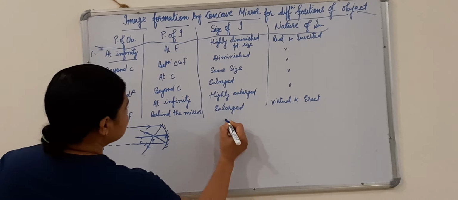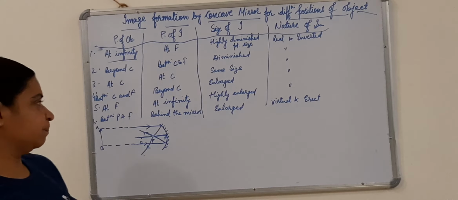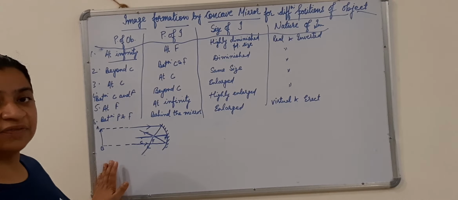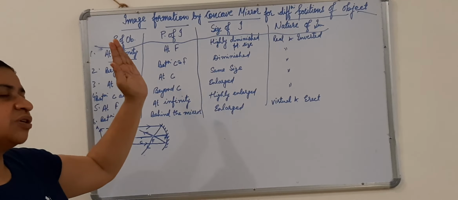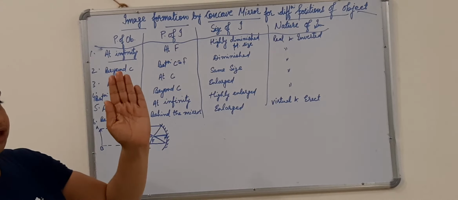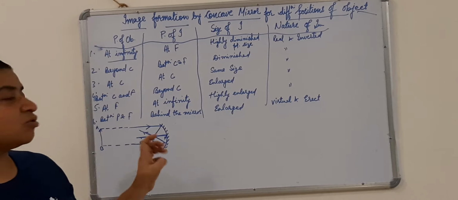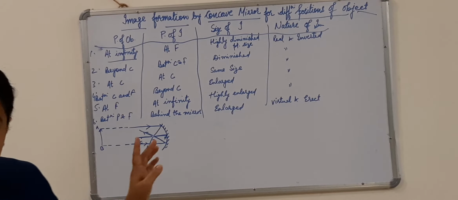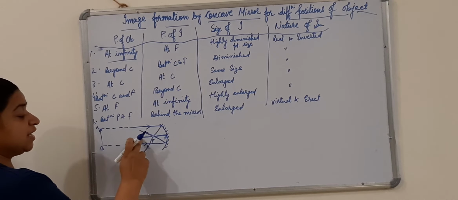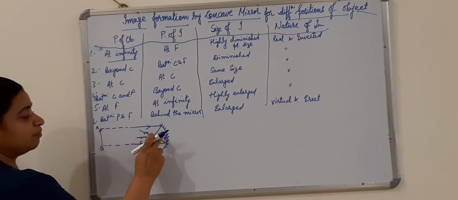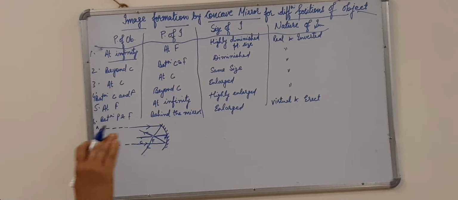Now let us switch over to our second. Now, children, it is very easy to remember this table. I'll tell you a trick. First case, you will take the object at infinity. Second position will be beyond C. That means still the object is not at C, or it has come but it has not reached C. So, beyond C, then C, then between C and F, then F, then between F and P. The object will start coming closer.